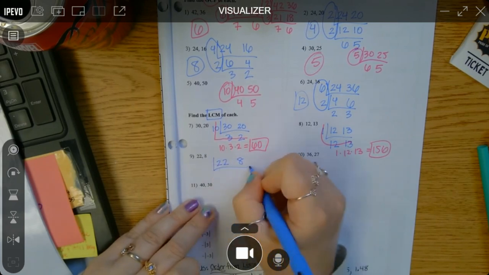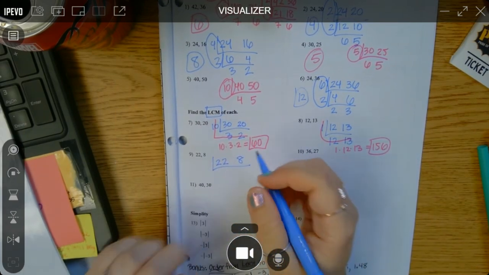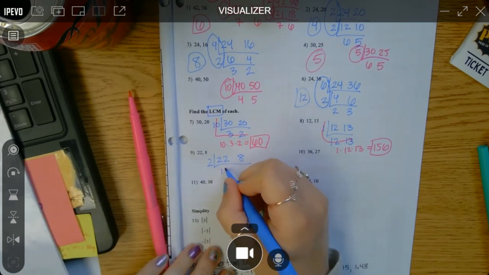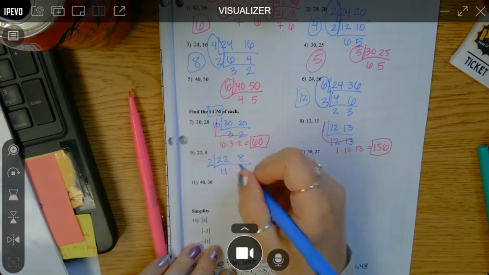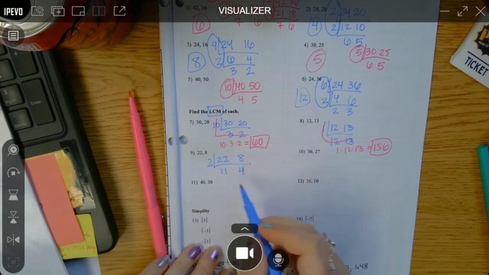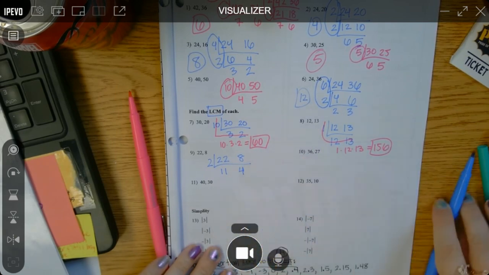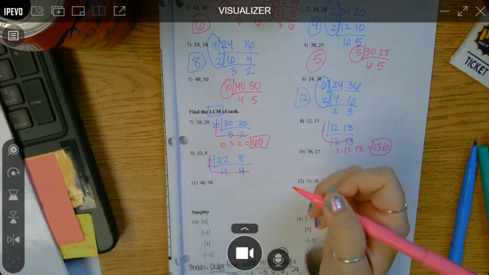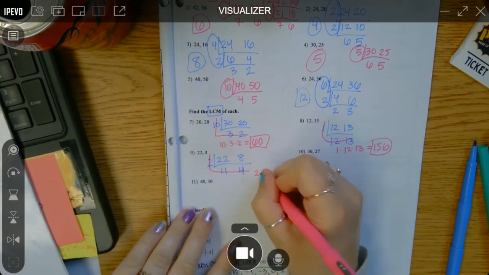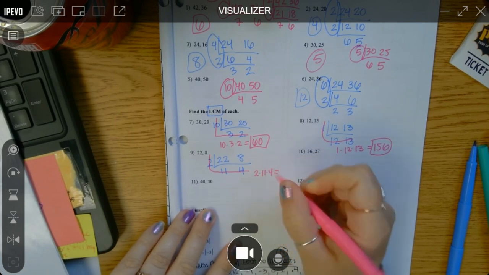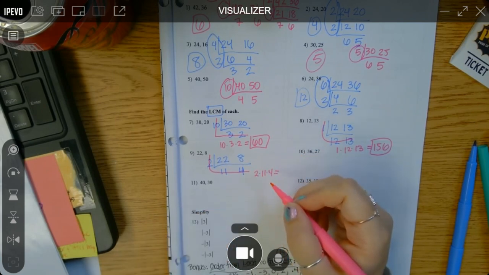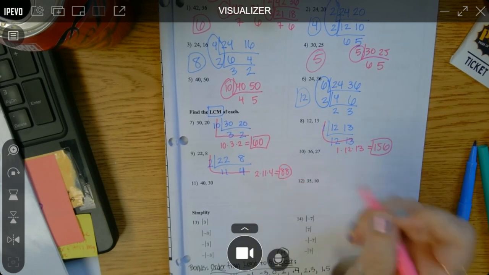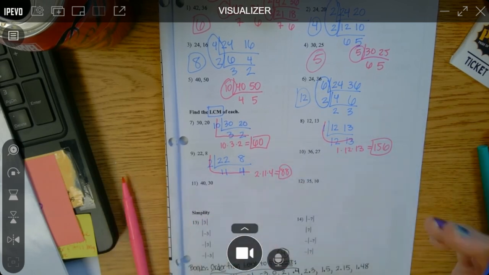Okay, you're back with us. What can go into both? 2 can go into both. 2 times what is 22? 11. And 2 times what is 8? 4. Now, can anything go into 11 and 4? No. So then I multiply all these along the outside. So you have 2 times 11 times 4. Well, 2 times 11 is 22, and 22 times 4 is 88. So the smallest number that they can multiply to become is 88.